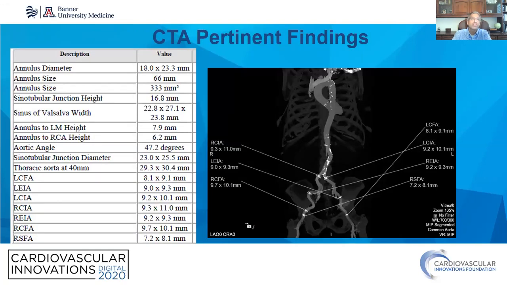So the pertinent findings in the CT were a perimeter of 66, an annulus area of 333, an STJ height of 16.8 millimeters, an STJ diameter of 23 by 25 millimeters, low left main height, low right coronary height, and sinuses that were effaced at 23, 27, and 24 millimeters respectively. The only good thing going for us in this case was the access was excellent, and there wasn't a whole lot of calcium anywhere along the way.